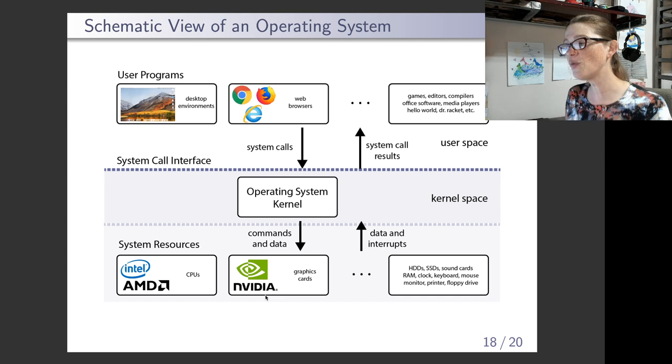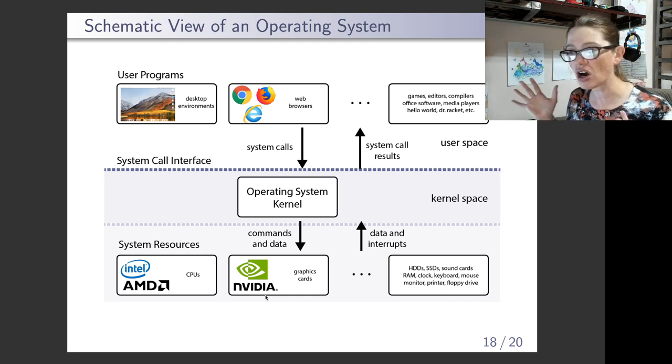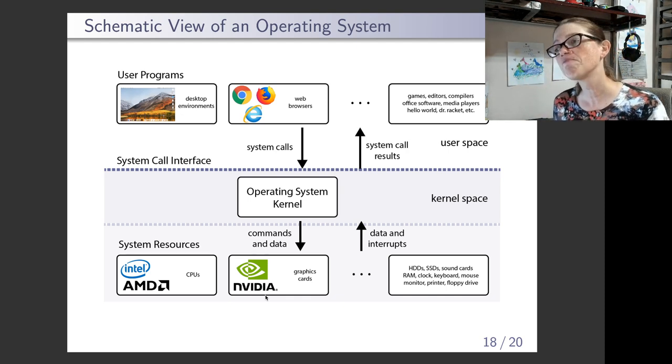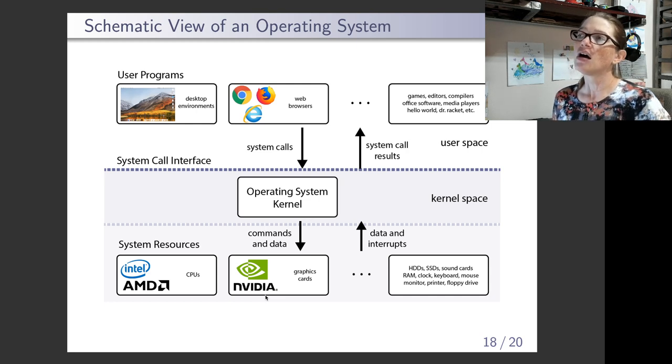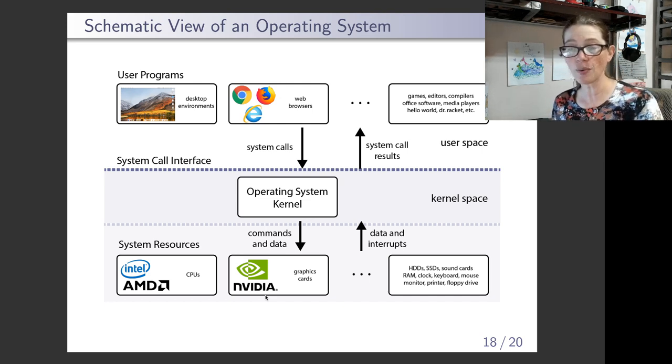Now, why have we abstracted the hardware away from the user programs? If I want to communicate with my video card, wouldn't I want the user program to directly interact with that? Yeah, kind of. That's nice performance-wise. But if we let user programs directly interact with hardware, what if I buy a new video card?